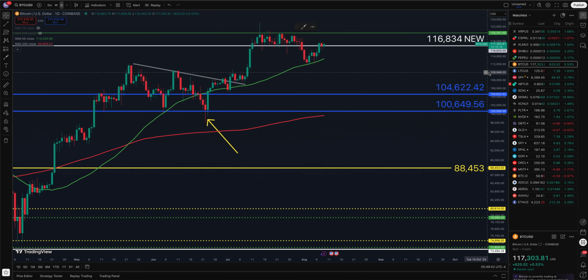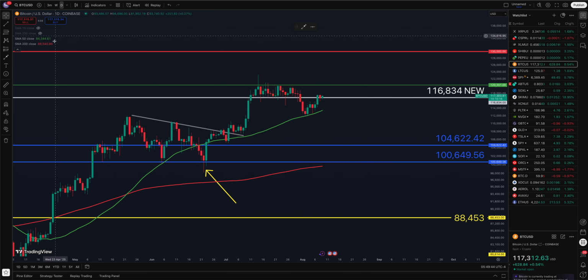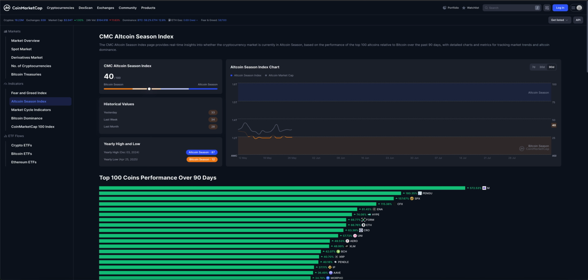Here is the Bitcoin chart. We have Bitcoin moving up. We are trying to get above the 116,834 level. Exciting times, guys. Let's head over to CoinMarketCap real quick.